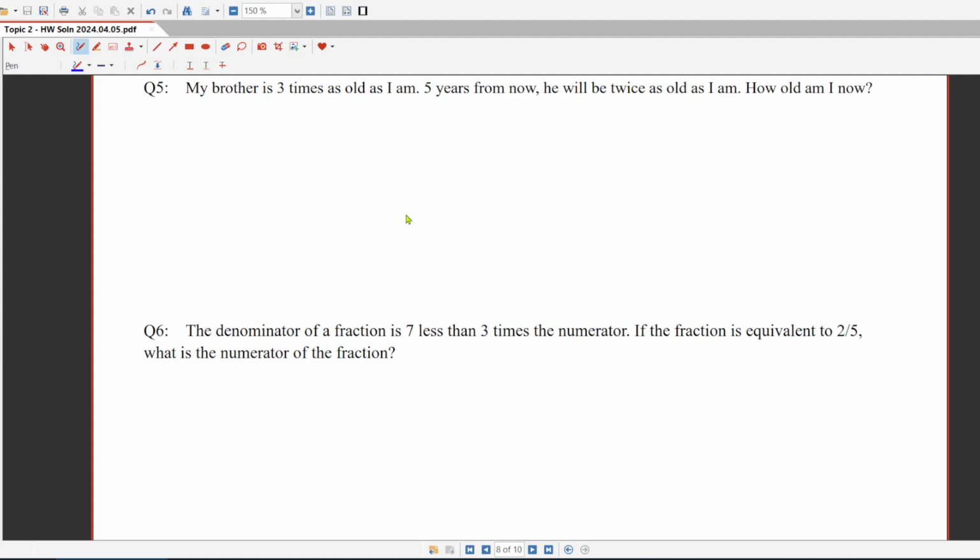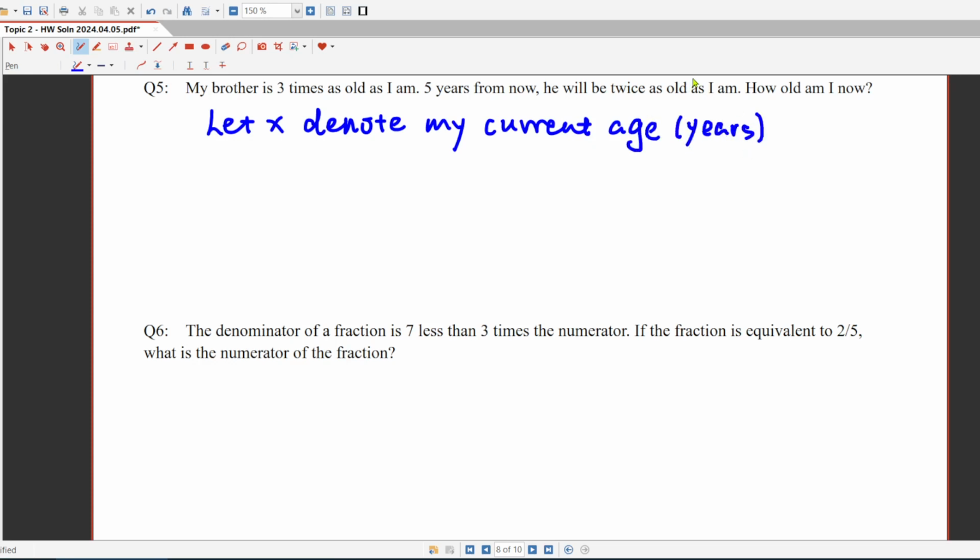My brother is 3 times as old as I am. 5 years from now on, he will be twice as old as I am. How old am I now? Okay, you're trying to find how old you are, so we can let x denote my current age. Here the unit is years.